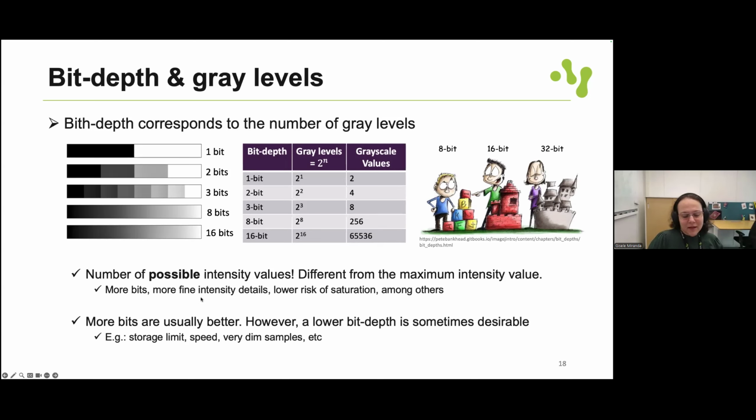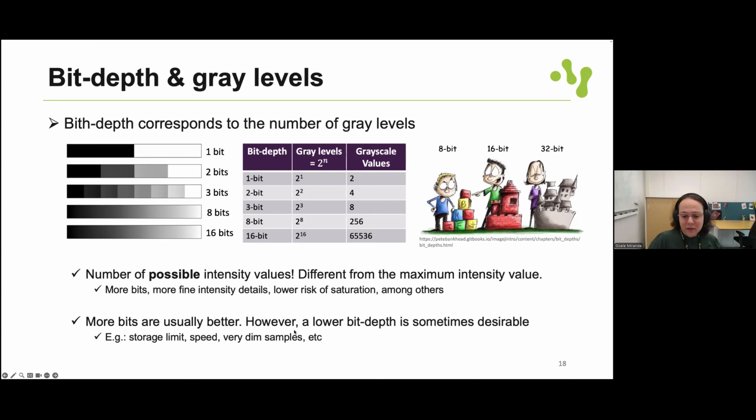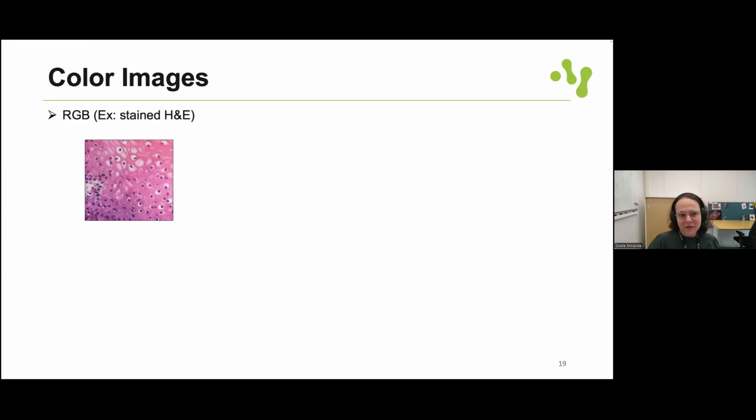More bits are usually better, but there are some situations, for instance, when you have storage limits or dim samples, where a lower bit depth is also desirable. So it's not that you cannot work with 8 bits, but this is something you should think about when you are acquiring the images. What are the limitations? Or do I need more bits? But usually, with more bits, you can represent a higher range of intensity values.